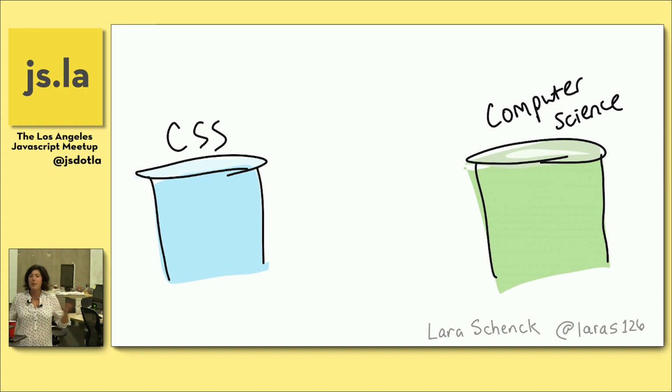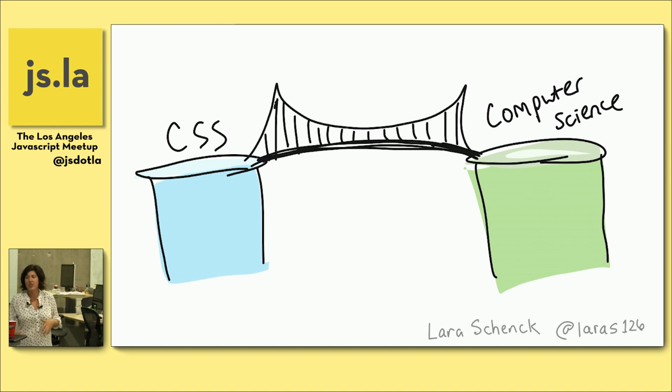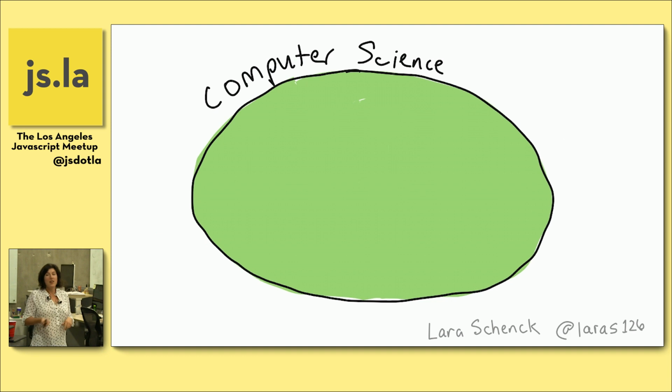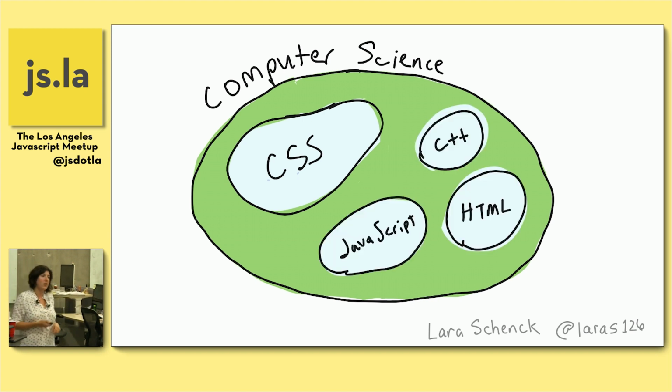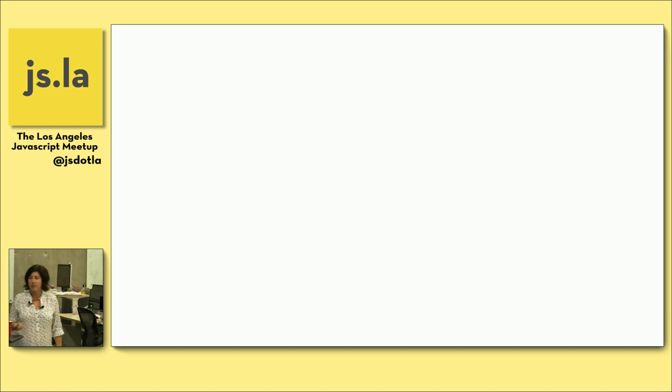So at the end of the day, did I bridge this gap between CSS and computer science? Well, I figured out it's more like a big grassy area of little pools. They're all part of one thing. So CSS, C++, HTML, JavaScript, computer science is a very broad spectrum that this is all part of.